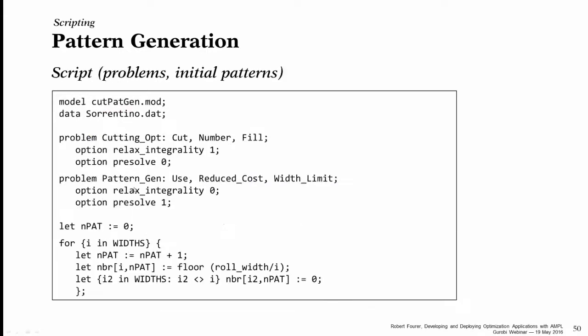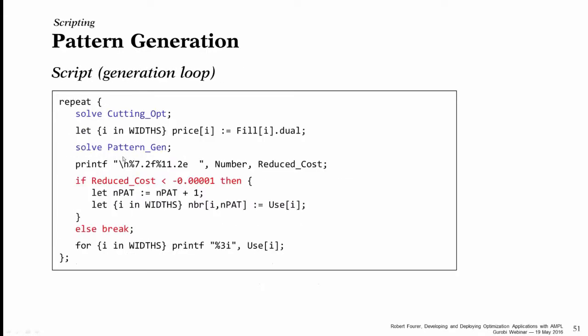Now what I want to do is show you the script, and in particular, the loop in this script has 2 solves. It solves a cutting opt, gets some dual values from that, and based on that, it solves a pattern generation. And if the pattern is at all useful, it adds it to the patterns.